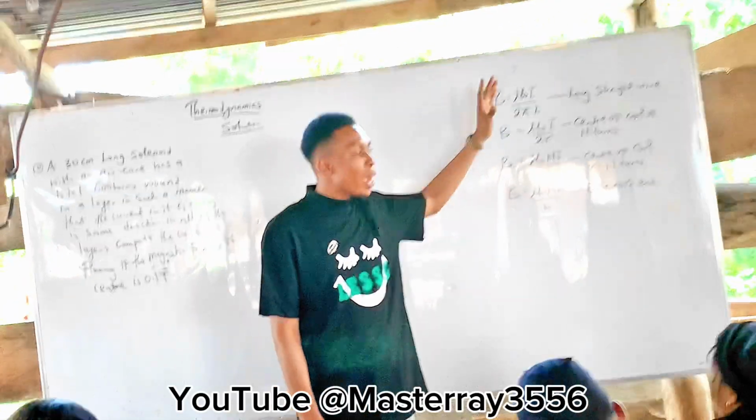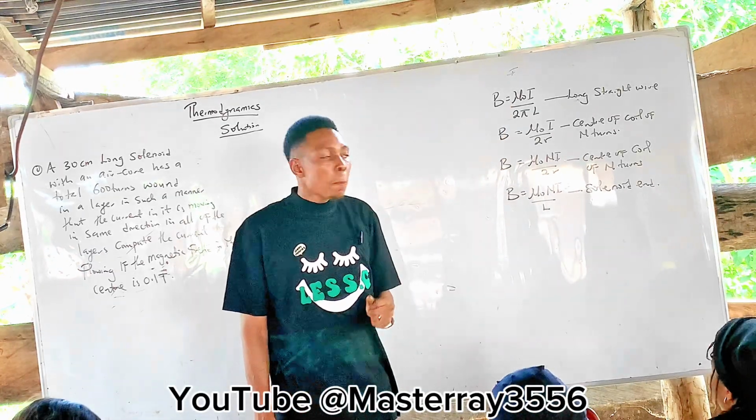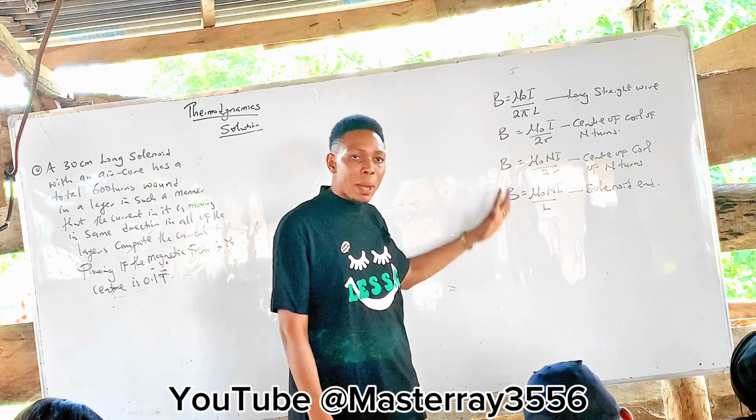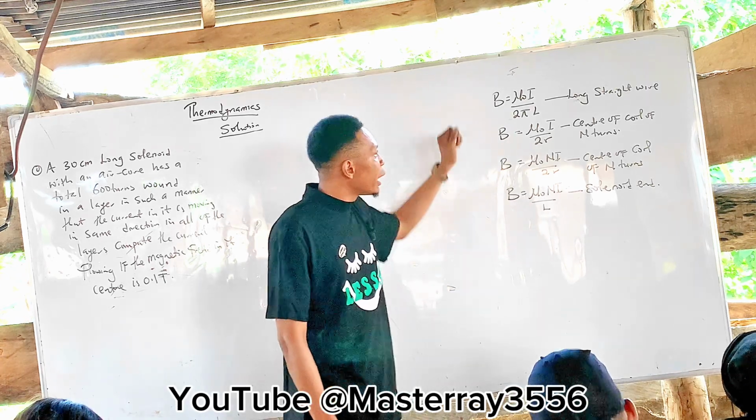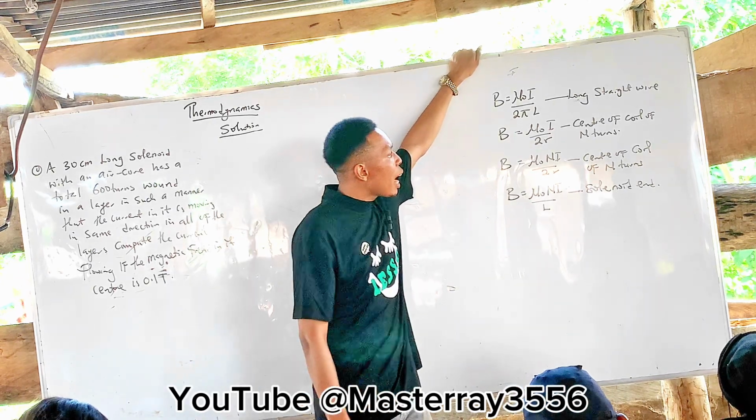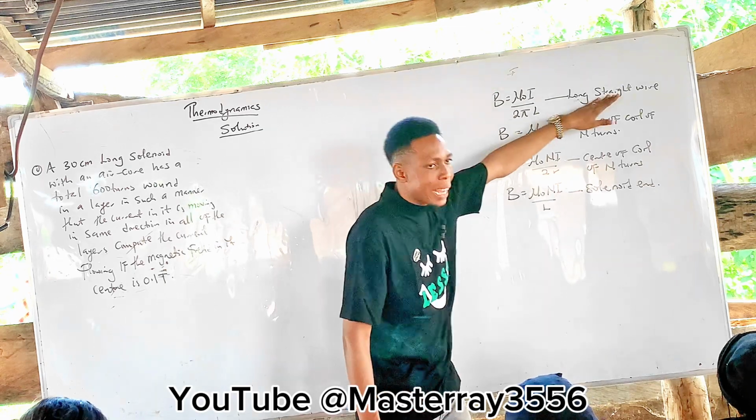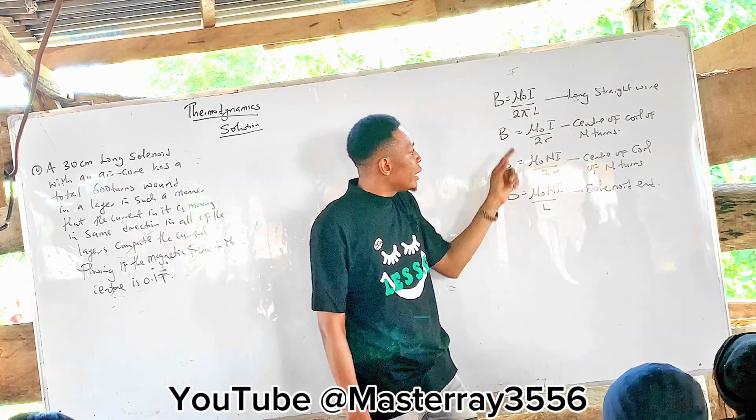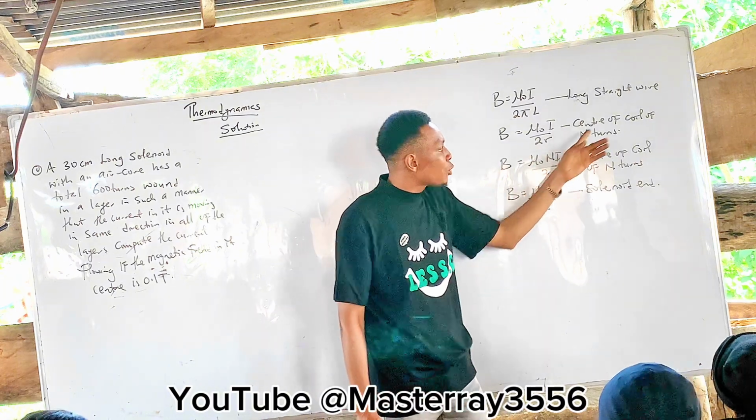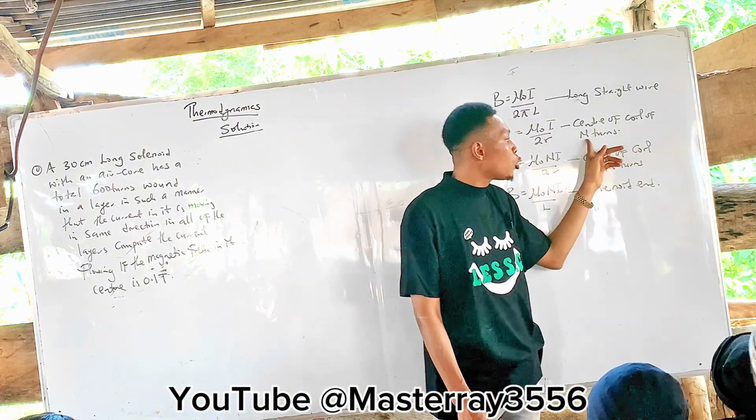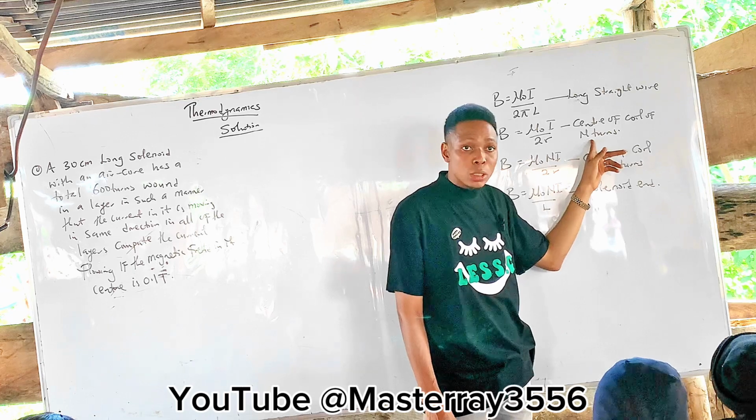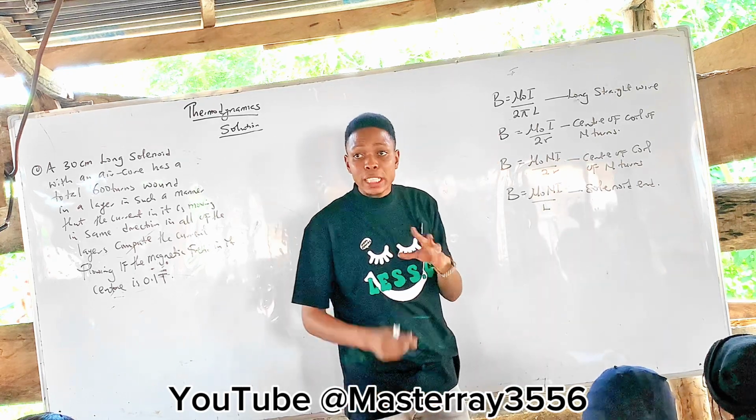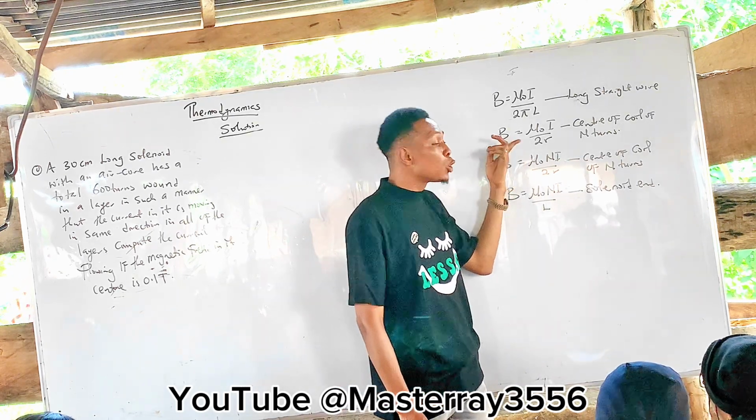We might be given questions, and we have several formulas for magnetic field here. If you observe, whenever you are given a question on a long straight wire, you make use of the first formula. The second one is for the center of a coil of N turns. If you are given the number of turns in a coil, you make use of this.